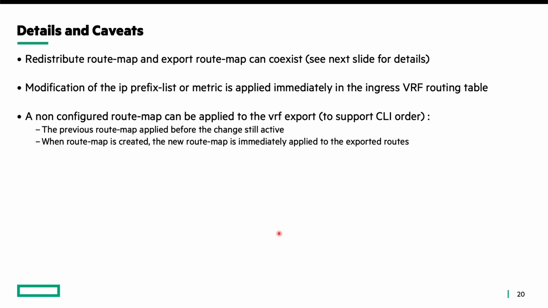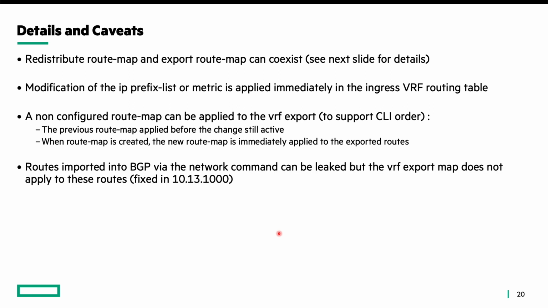If that happens, or you make a typo and the route map does not exist on the system, then if there was a previous route map existing, it will continue to apply that route map. If there was no route map before, as soon as the route map is created and applied as a VRF export route map, the control will be applied.